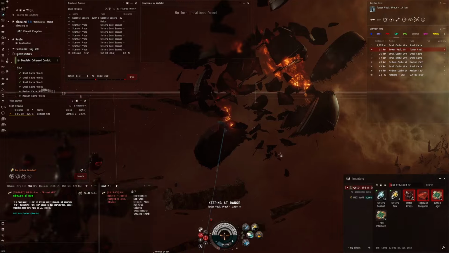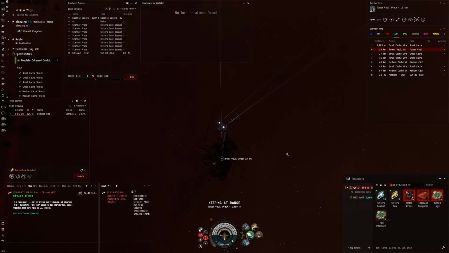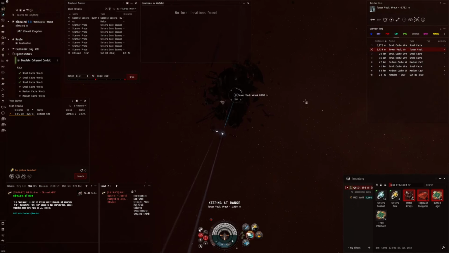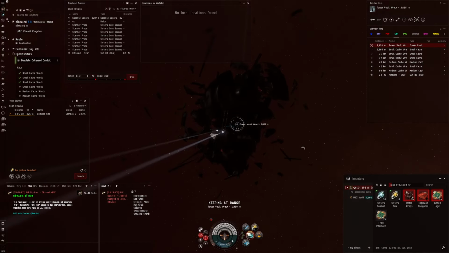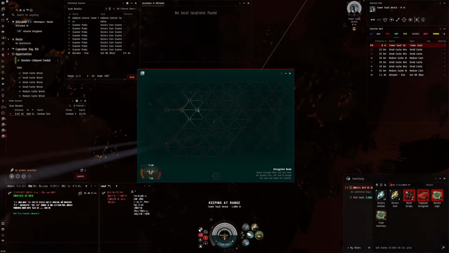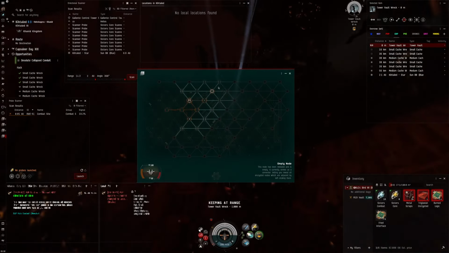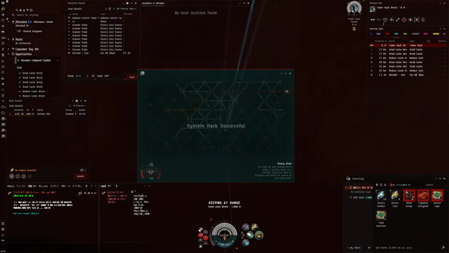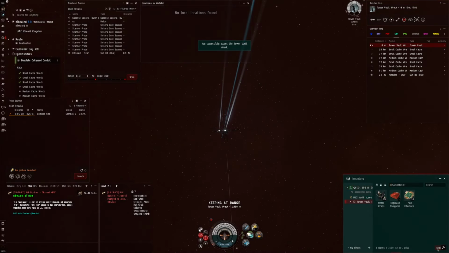But yes, I am a long way from a market hub, and I haven't refit to get the cargo scanner. So this is just what it is. I just hack everything because it doesn't take me very long at the moment. Still nothing.